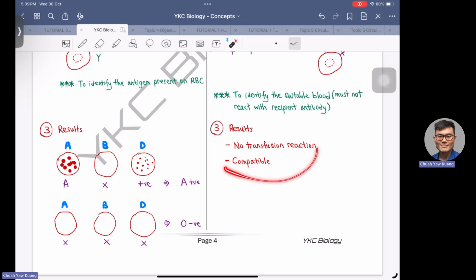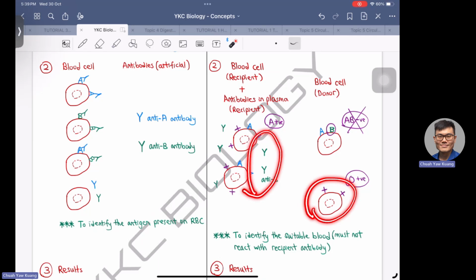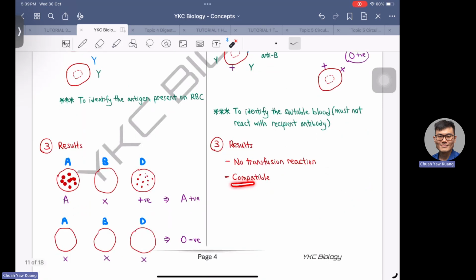While for blood transfusion, when we mix the blood cell from the donor with the plasma of the recipient, if there is no agglutination, then that means the blood of the donor and the recipient is compatible. So we can transfuse the blood to the recipient, and this will not cause any transfusion reaction.